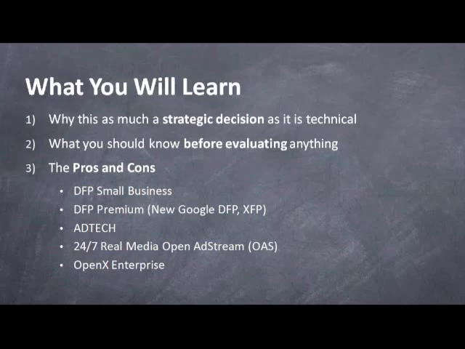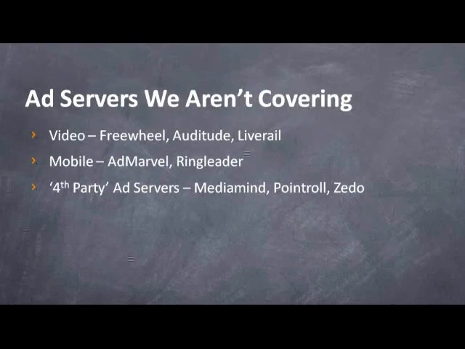And they are DFP Small Business, DFP Premium, also known as the new Google DFP, XSP, and numerous other abbreviations that were out there when the product was being developed and described before Google settled upon DFP Premium as the official one. AdTech by Helios, 24/7 Real Media OpenAdStream, which I'll be talking about as OAS for the rest of the presentation because the full name is a bit of a mouthful. And finally, OpenX Enterprise.